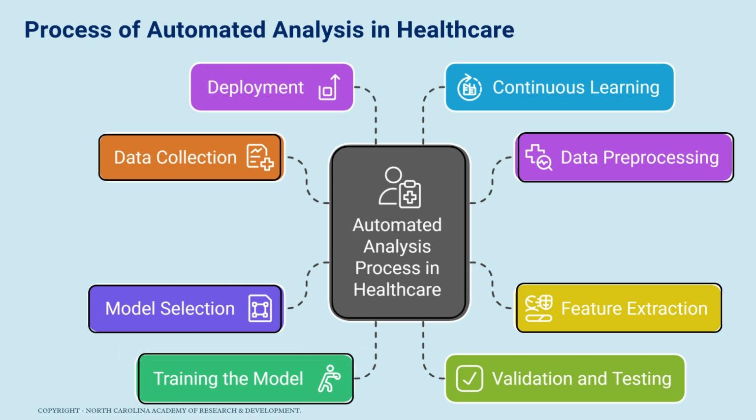Then we get to training the model. The AI is fed historical, labeled data, allowing it to learn patterns and make predictions. Picture a trainee doctor learning from countless case studies until they can spot critical signs on their own. After training, the model is validated and tested. We use a separate set of data to check its accuracy and reliability, making adjustments as needed to ensure it performs well in real-world scenarios.